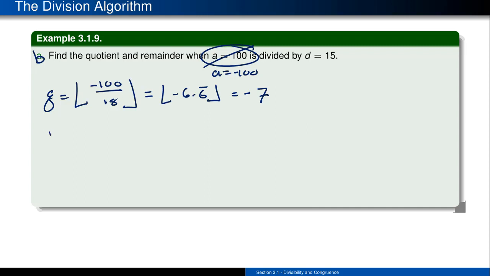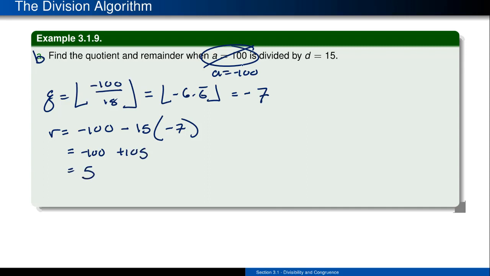So next up is the idea of what my remainder should be. Well, my remainder is going to be my initial number that I started with, negative 100, minus my d value, which is 15, multiplied by this q value, which was negative 7. If I compute all of this, it's negative 100 plus a positive 105, which at the end of the day kicks out a remainder of 5.